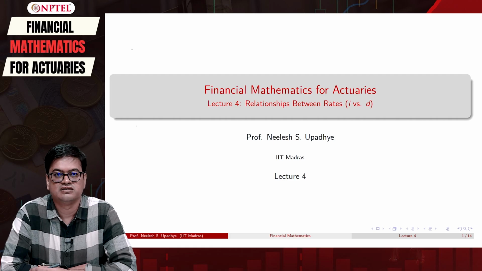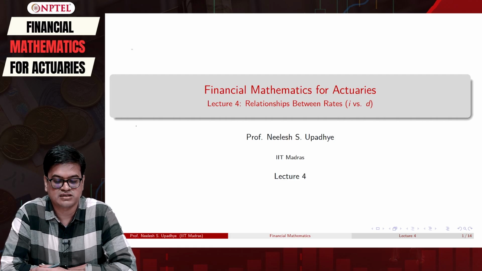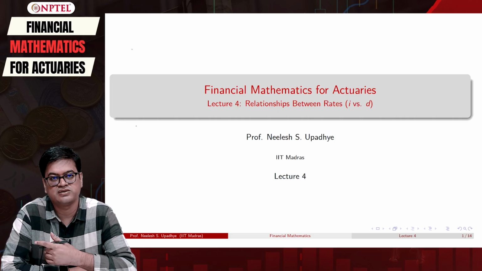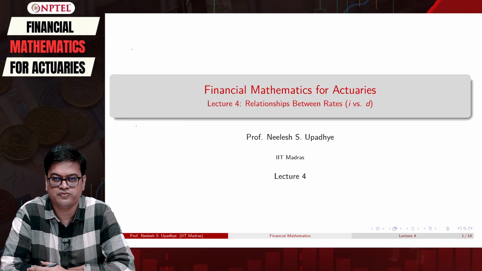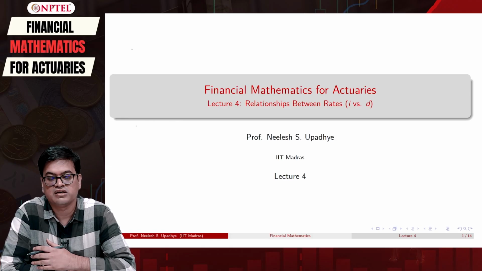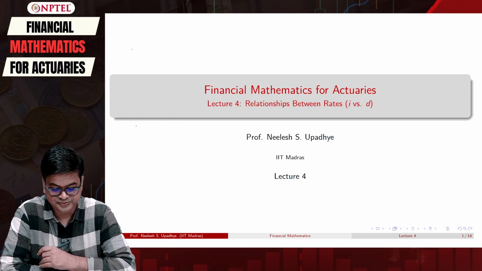Welcome back. So today is the fourth lecture on financial mathematics for actuaries. Here we are essentially digging into the same concepts of I and D and present value V. However, we will exploit them in a more mathematical manner.